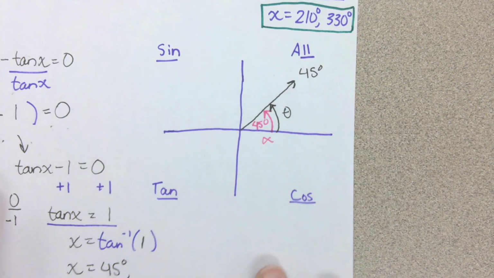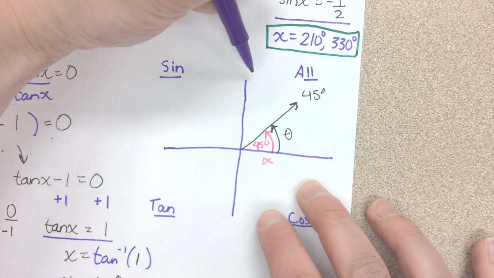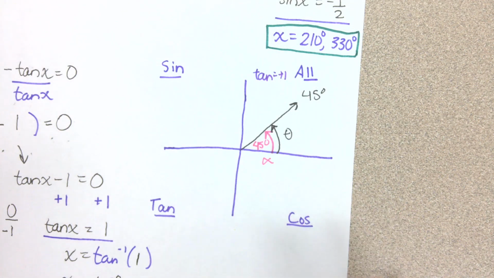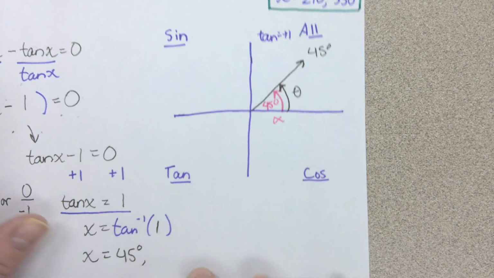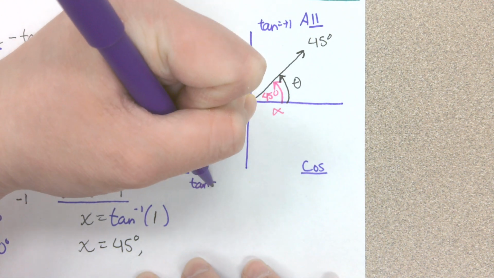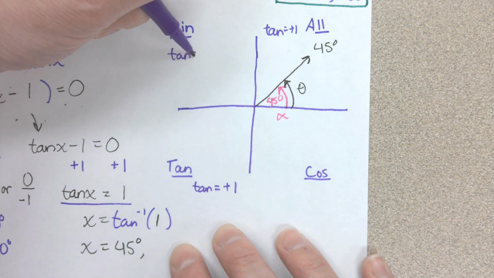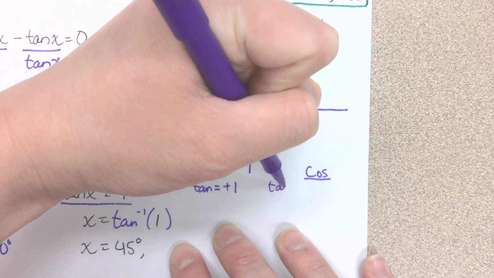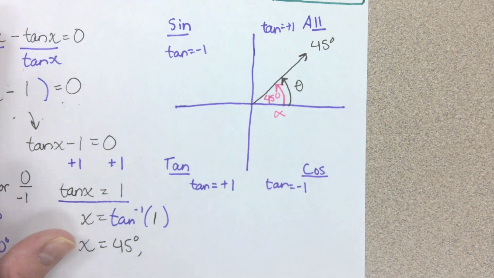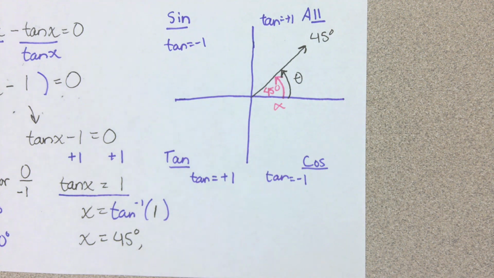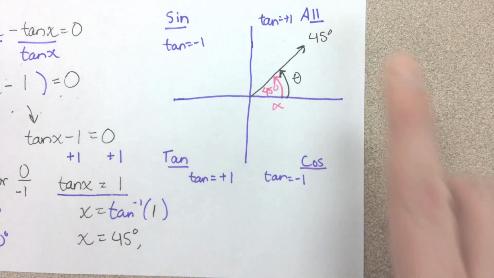So remember our problem is where tangent equals 1. In the first quadrant, this is where tangent is positive 1. There's one other quadrant where tangent is positive 1, and it's the T quadrant. This is where tangent is positive. The other 2 quadrants is where tangent is negative 1. So it's going to be positive in the All quadrant and in the Tangent quadrant. Depending on the sign of your answer will determine which quadrant you're going to be picking. Since I have a positive, I need the other positive quadrant.